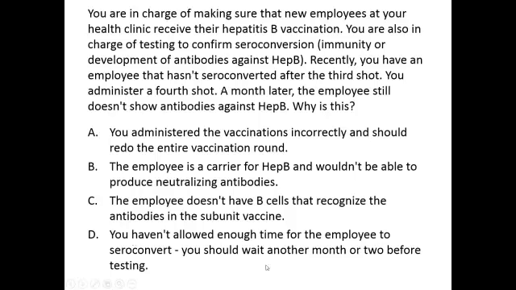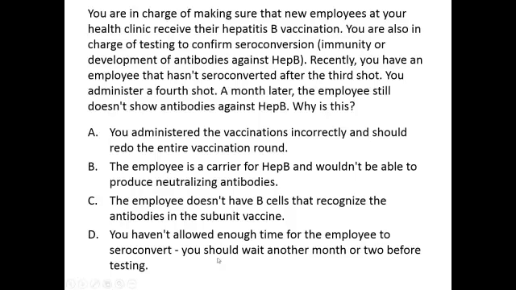You haven't allowed enough time for the employee to seroconvert. You should wait another month or 2 before testing. For this one, you have to remember how quickly antibodies show up. And even though it's not as quick as innate immunity or non-specific immunity, your second line of defense, you can start producing antibodies within 3 days. So, a month or 2 ain't gonna help.